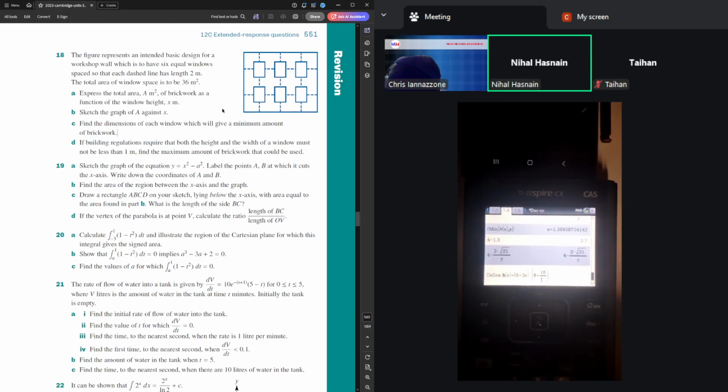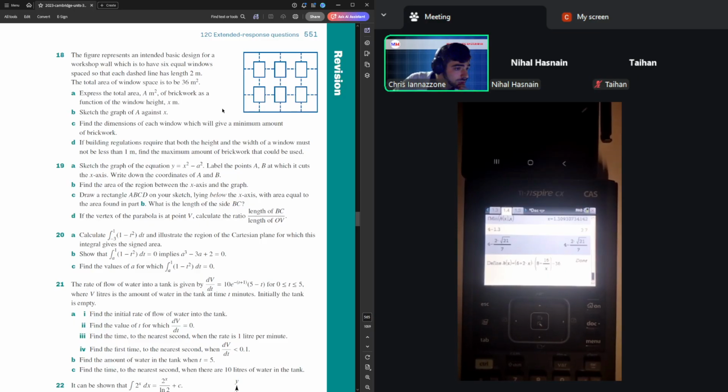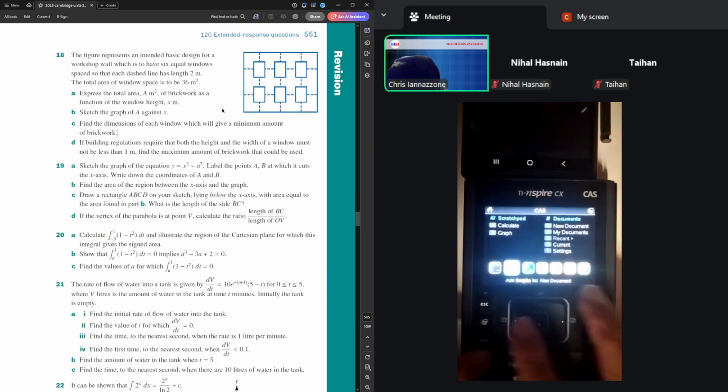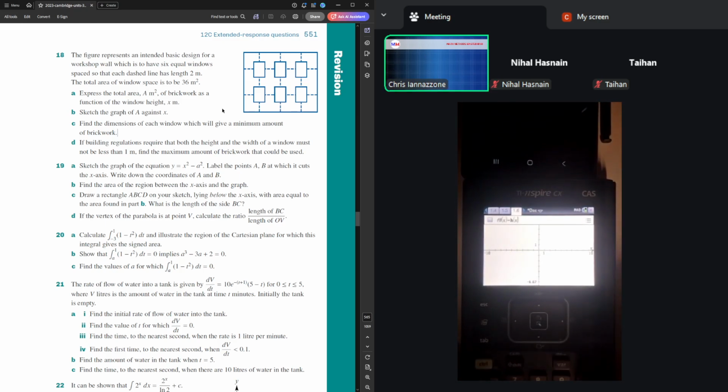And can't we just use fmin with the function for number C? Yeah, we're looking for a minimum amount of brickwork, so fmin seems like a really good idea here. Do we need to put a domain? Let me get a graph of this first, just in case, because we're definitely going to need to only consider positive values. But let's just have a look and see.